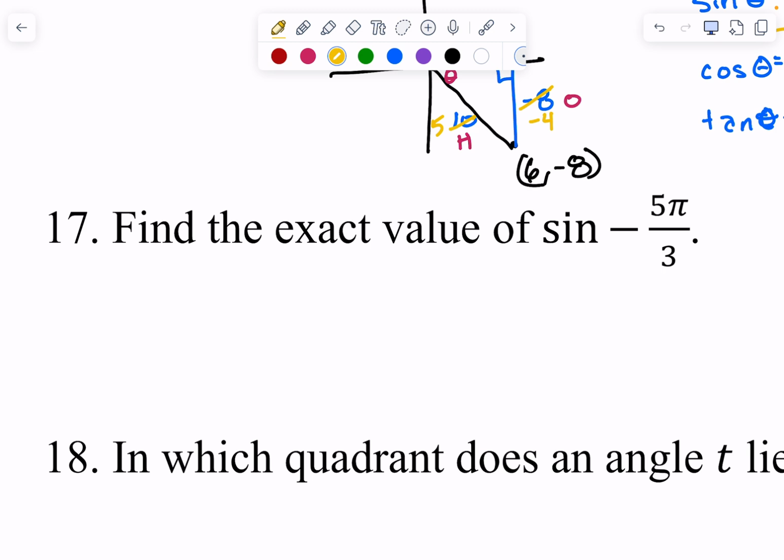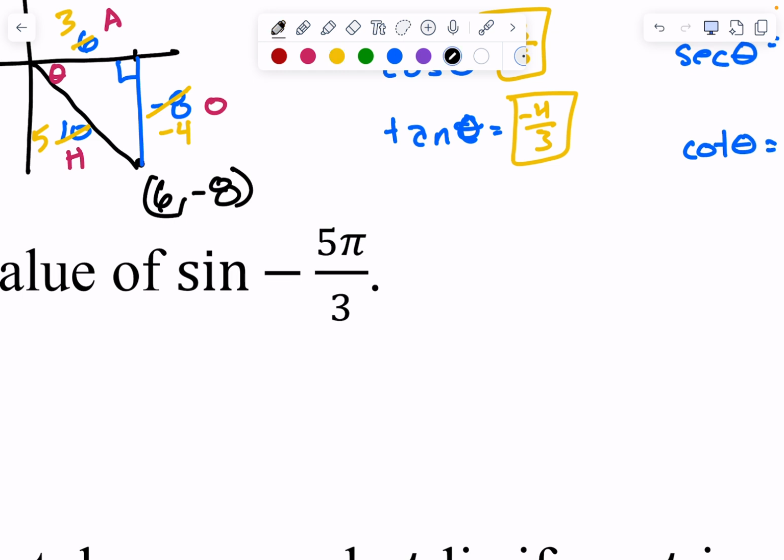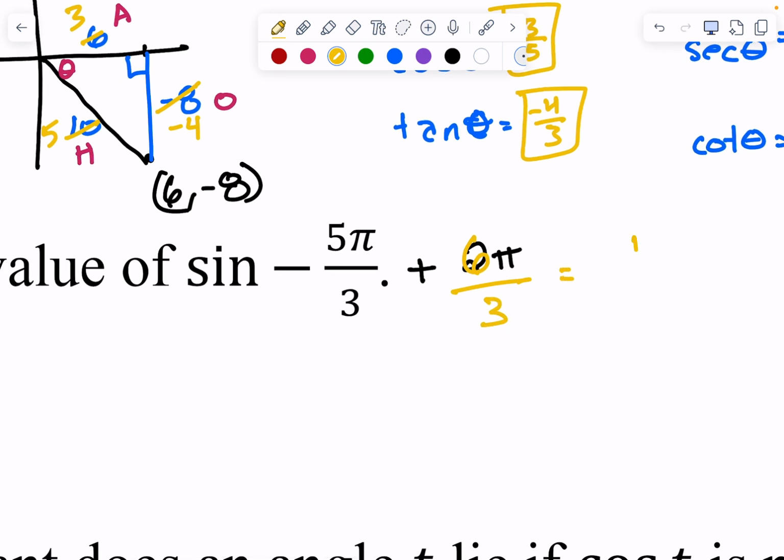Oh, wait. You don't have any negative angles, right? So let's switch him to something. How do I make him better? Let's add 360, which is 2 pi, because we're in radians, right? If I add 2 pi, that would be like adding 6 pi over 3, right? What's negative 5 pi over 3 plus 6 pi over 3? 1 pi over 3. Okay, so I want to actually find sine of pi over 3 and not sine of negative 5 pi over 3, because they are the same place, okay?